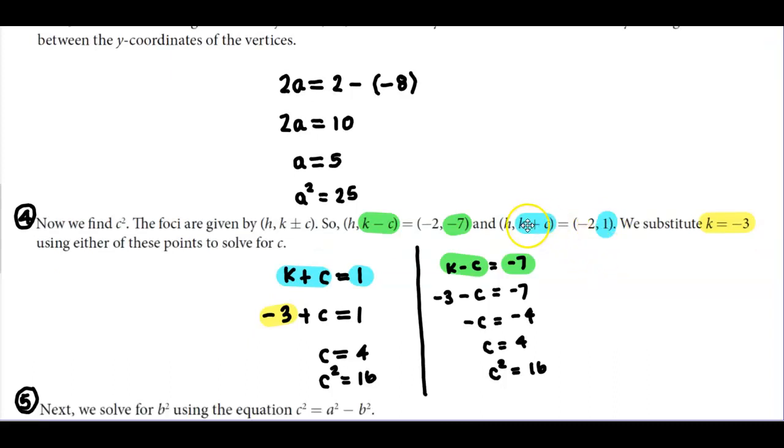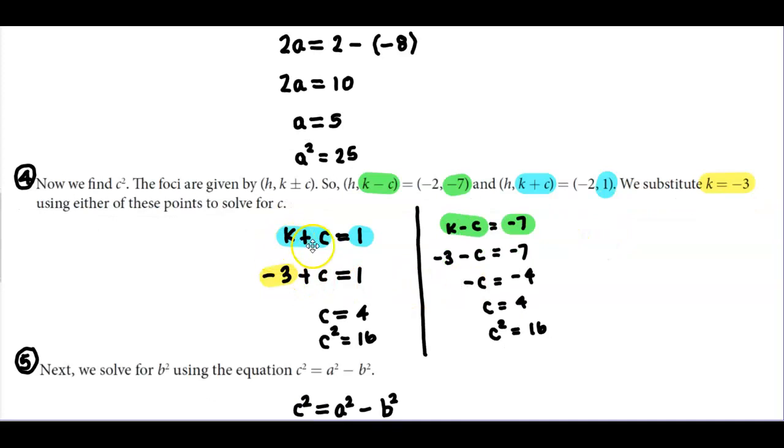Now since the y-coordinate is k plus c on the left, we can set it equal to the y-coordinate on the right, which is 1. So k plus c is equal to 1. Now we can solve for c because we determined that the center has a k value of -3. So we plug -3 in for k and then solve for c. So -3 plus c equals 1. Add 3 to both sides and c is equal to 4. If we square both sides, then c squared is equal to 16.